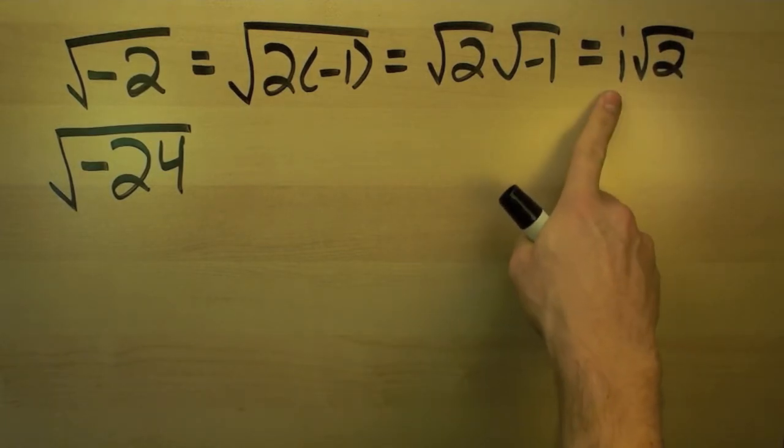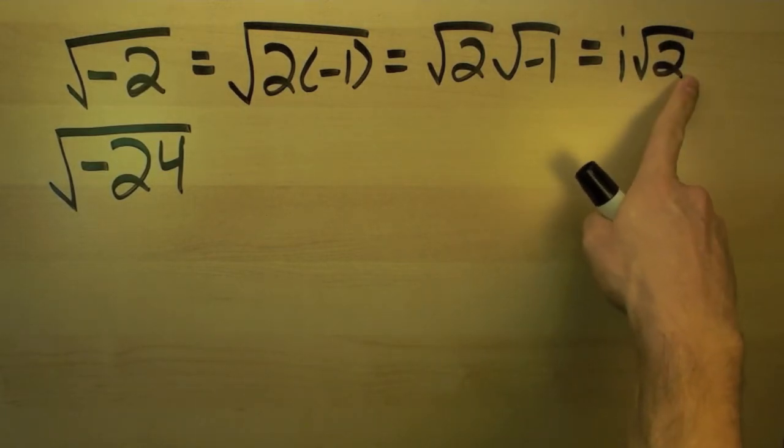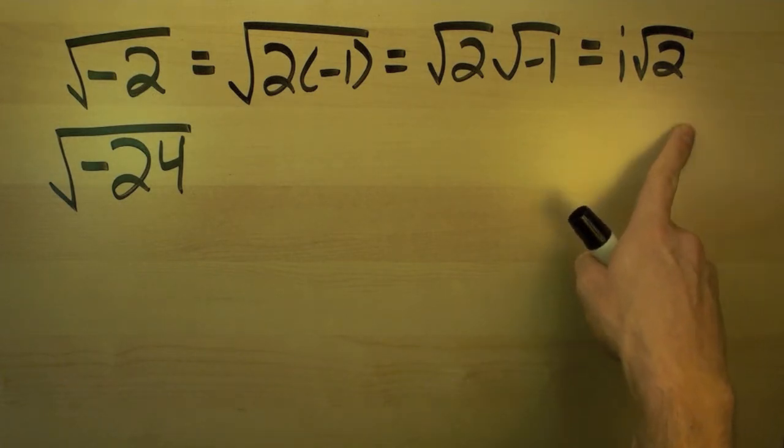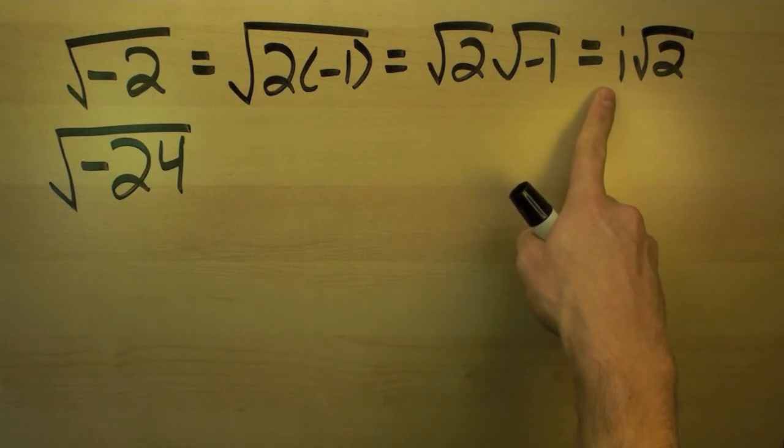And generally we want to write the i in front. If you write it on the back end, it can be a little confusing sometimes as to whether or not the i is inside the square root or out of it. So if you write it in front, there's no confusion.